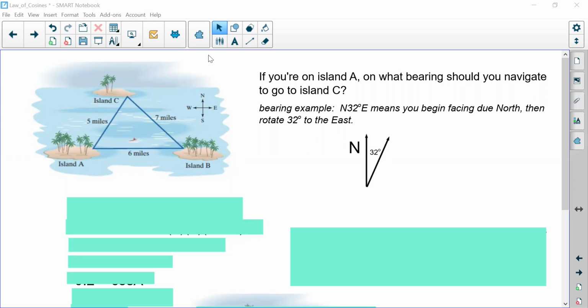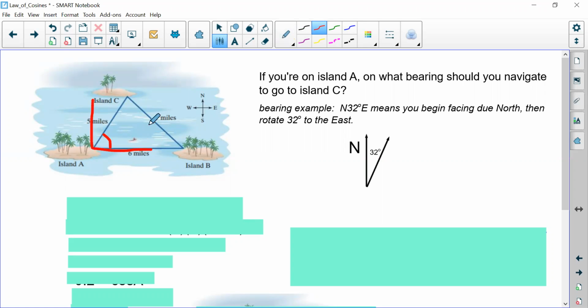So how do I do that? Well, if I could only find this angle, then I could do it because this is due north, this is due east, that forms a right triangle. And if I know this angle, I could just take 90 minus this angle and get the angle that I need for my bearing. So that's my plan. I'm going to find the angle right here.